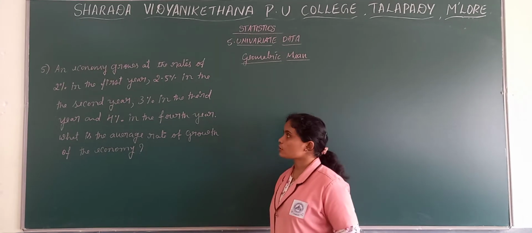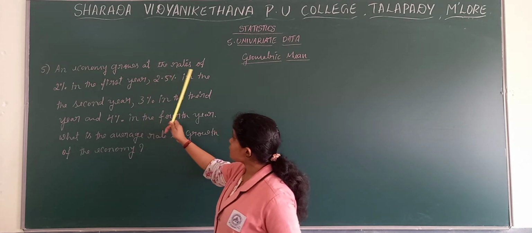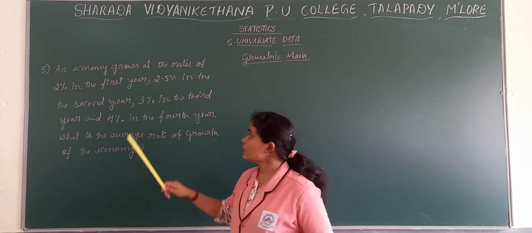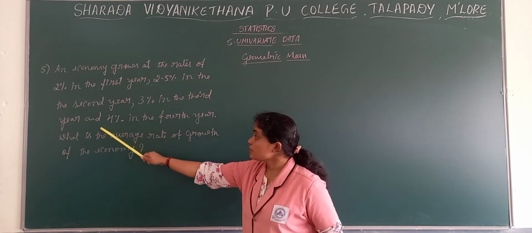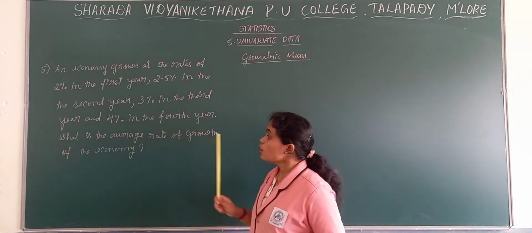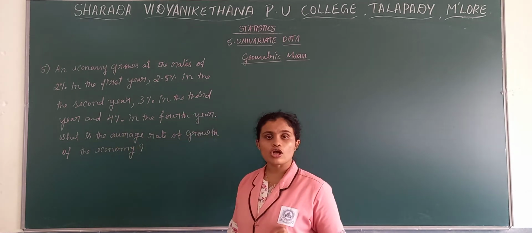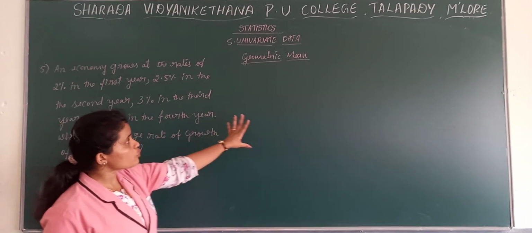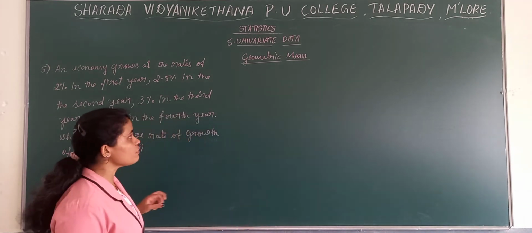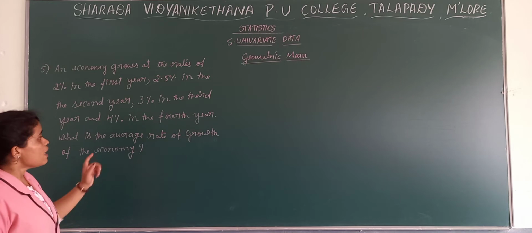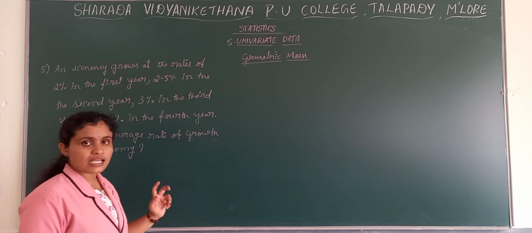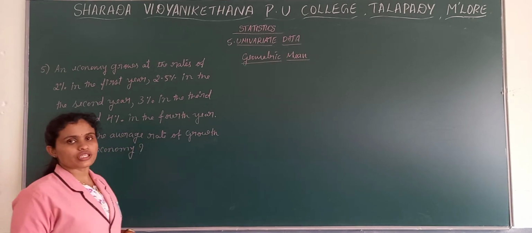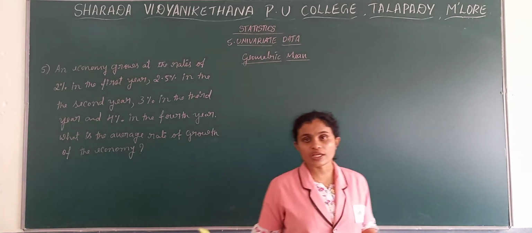If you observe this particular problem: an economy grows at the rate of 2% in the first year, 2.5% in the second year, 3% in the third year and 4% in the fourth year. What is the average rate of growth of the economy? Now you can easily take it under the geometric mean, because we are on the topic of geometric mean. But if you get this problem in the exam, you may get confused because they did not mention which average. So you should know which average should be used in different kinds of problems.